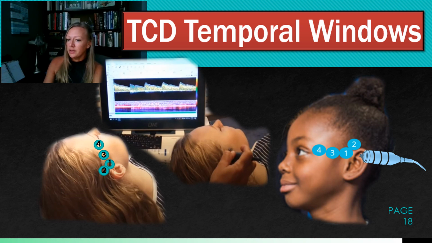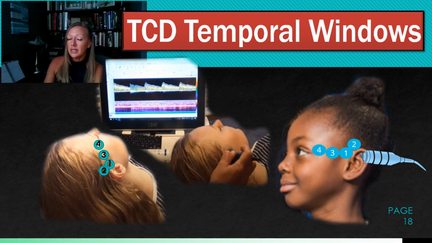Window 1, right in front of the ear, if you place the probe here and you angle the probe towards the patient's eyebrows, this is where you will find your middle cerebral artery. Window 1 is the most common window identified in your adult patients. Window 3 is the second most common window. And then also for your challenging patients, windows 2 and 4.